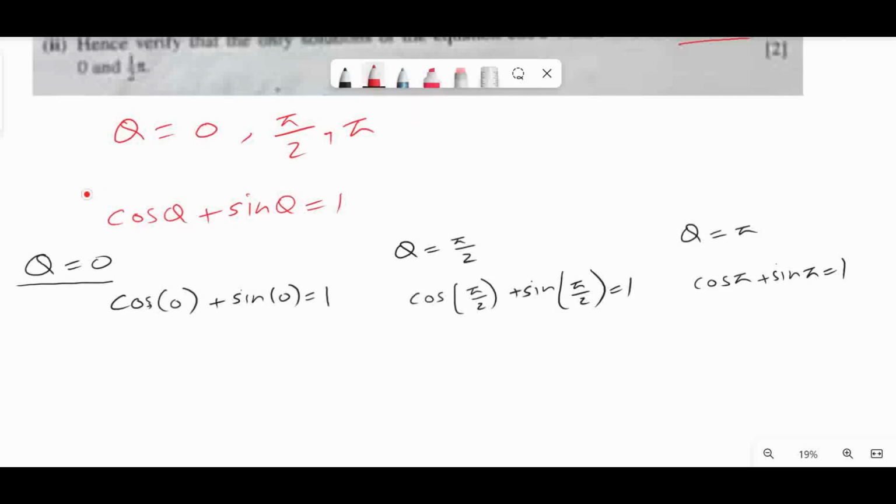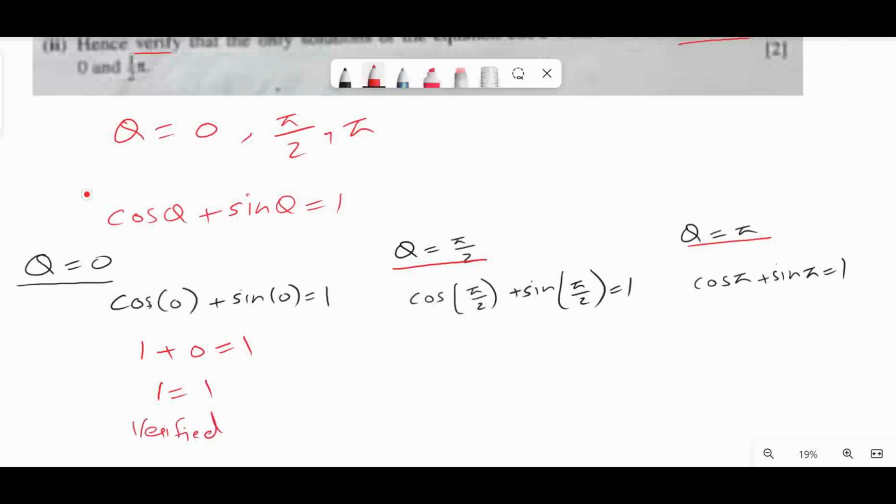Now first of all, we have to put theta equals 0, and then theta equals pi by 2, and then theta equals pi. Now for the first case, cos 0 is 1 plus sine 0 is 0. So 1 equals 1. It means that this is what we have to do. We have to verify. So this has been verified.